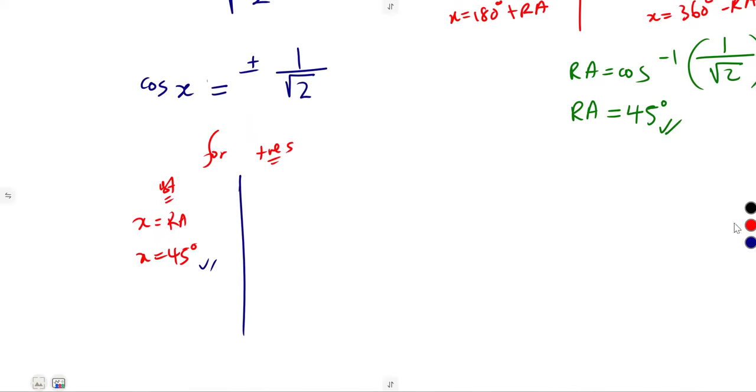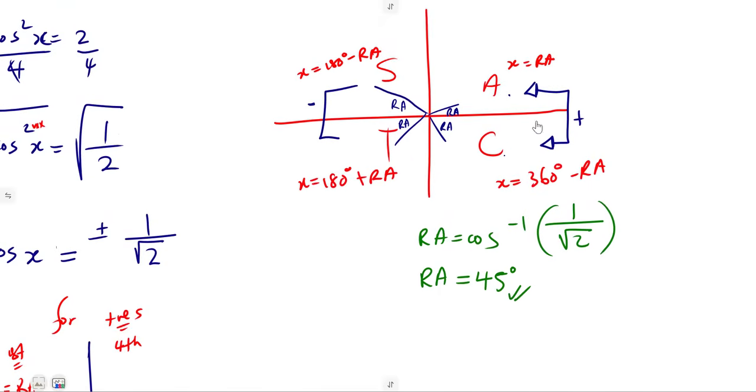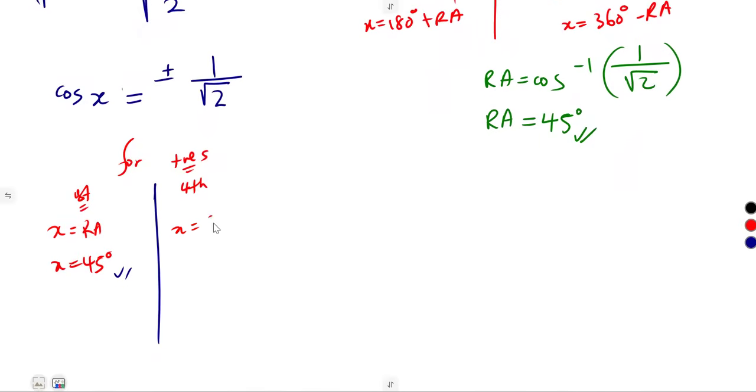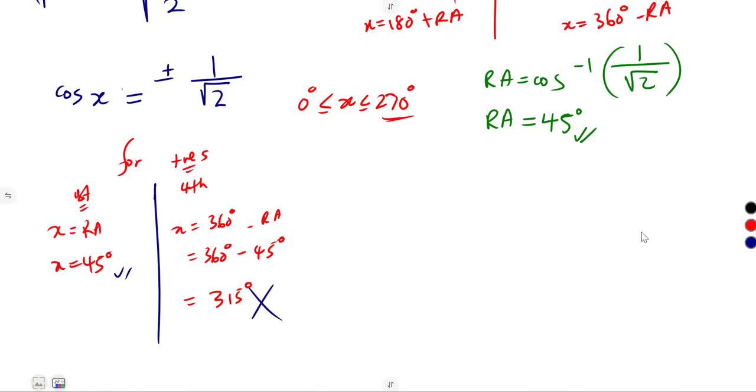Then we move on to the fourth quadrant, where cos is also what? Where cos is also positive. There it is supposed to be 360 minus the reference angle for the fourth quadrant. So our x being 360 degrees minus the reference angle, guys, we're going to subtract the reference angle, which is 45 degrees. That was going to give us 315 degrees, which is more than 270. We do not need that. The interval is less than or equal to 270. So this is out of interval. Okay, so we're done for the positive.